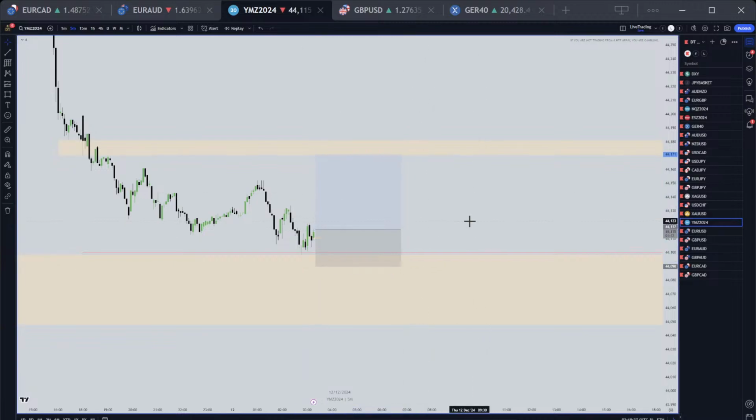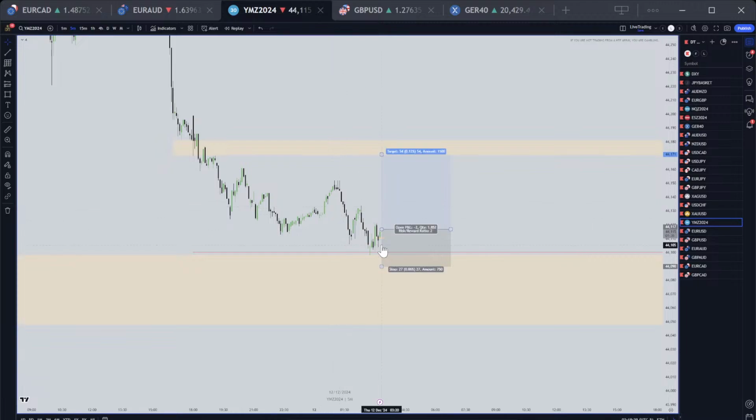This is the example of the Skool model. Drag 1, drag 2, target the first 1 hour CB.